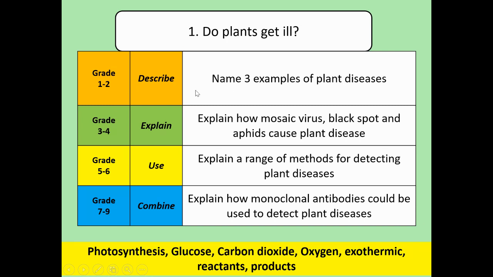Can you remember those? The second question, the explain section, is can you explain how mosaic virus, rose black spot, and aphids cause plant disease? The use section, can you please answer the question, explain a range of methods for detecting plant disease? And finally, your combine section, can you explain how monoclonal antibodies could be used to detect plant disease? So 4 different questions. Can you title them describe, explain, use, and combine?